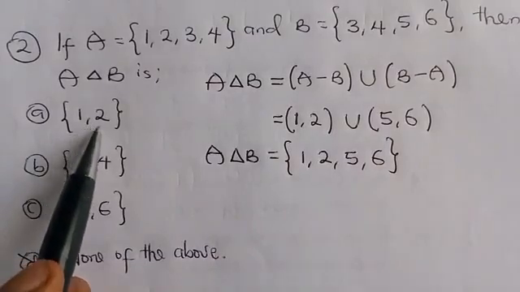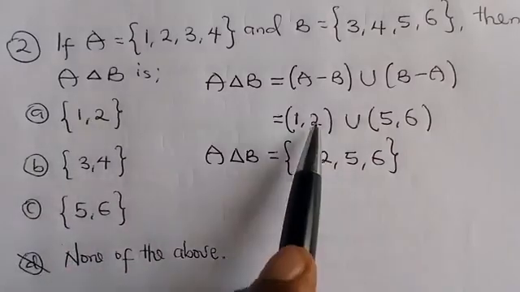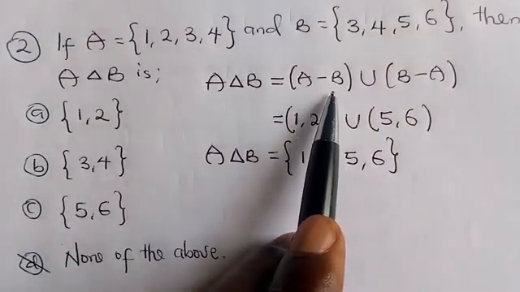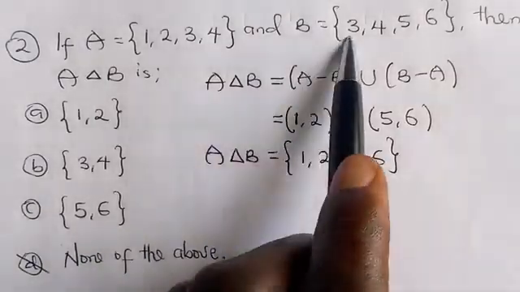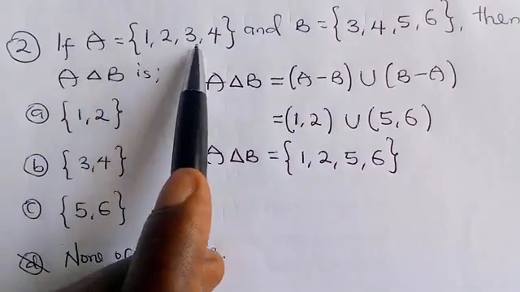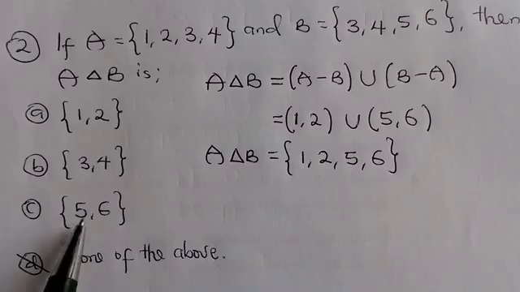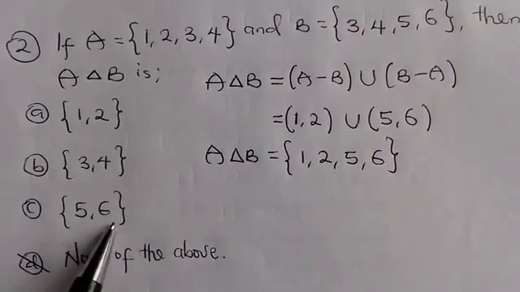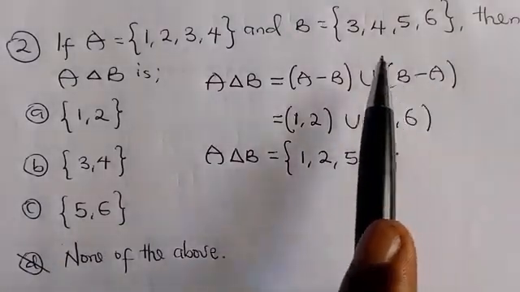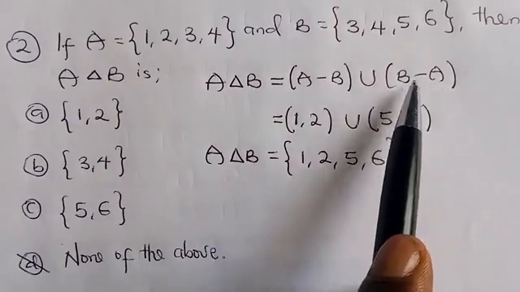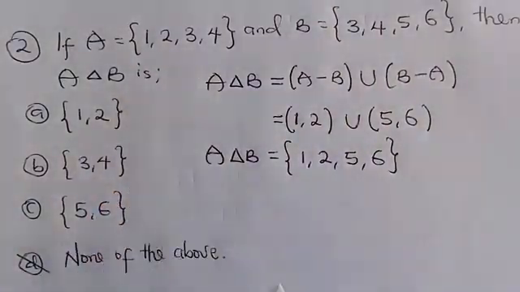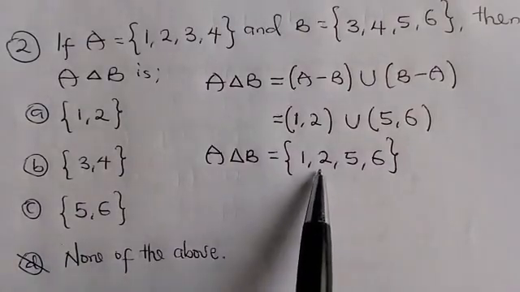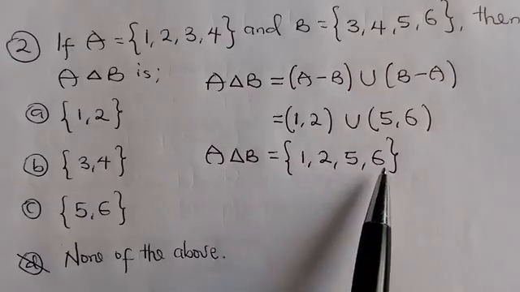Because when you look at option A, A is the difference between A and B. When you look at option B, that is the intersection between these two sets, because set A has 3 and 4, set B has 3 and 4. So that is not the correct option for this question. When you look at option C, 5 and 6 is B minus A. That is the difference between set B and A, elements found in set B but not in set A. So the correct option here is none of the above, because the symmetric difference of A with B is supposed to give us 1, 2, 5, and 6.